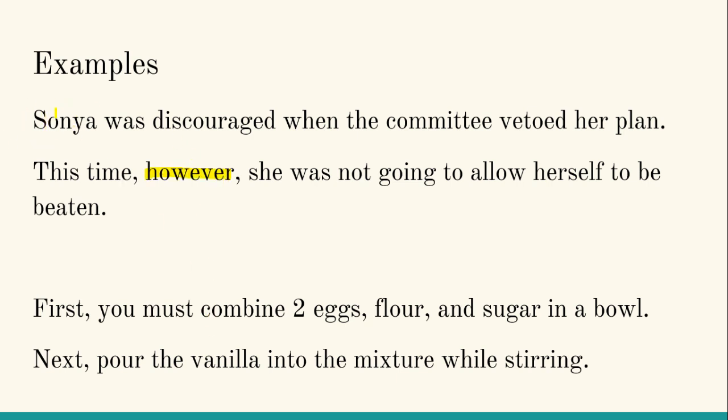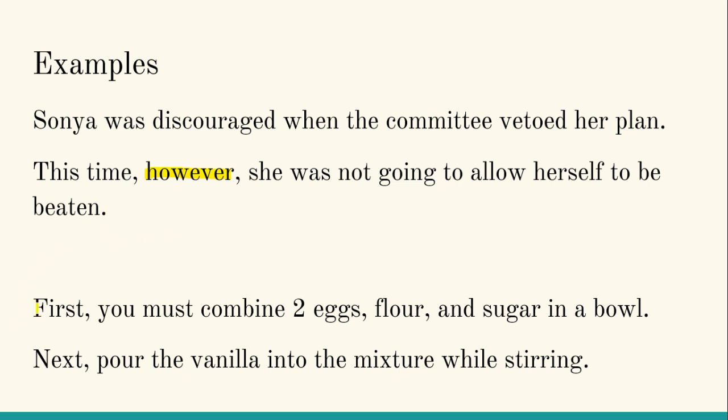Without the presence of the previous sentence, the sentence "This time, however, she was not going to allow herself to be beaten" is unclear. This "however" helps connect us back to the previous sentence, and this sentence would have a very different meaning if the sentence "Sonia was discouraged when the committee vetoed her plan" was not present before the second sentence. Let's look at another example.